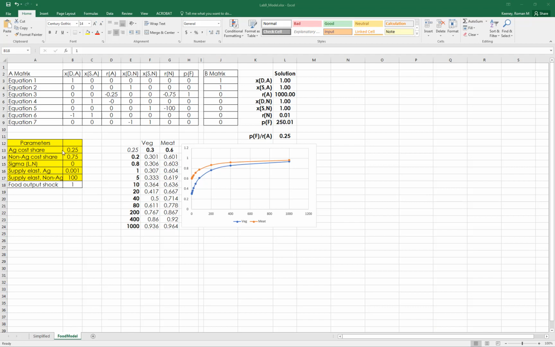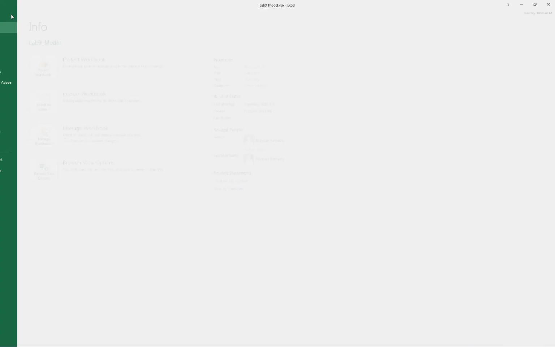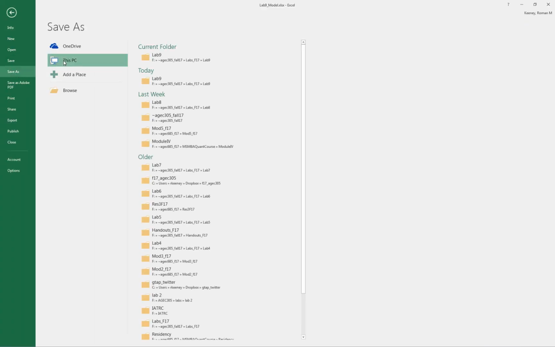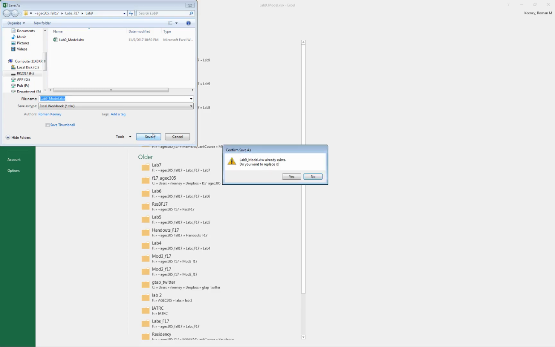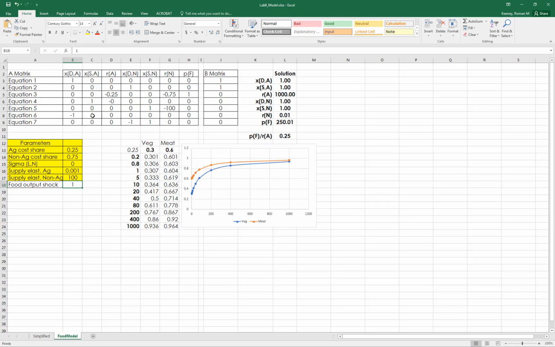Okay, so I've switched over to my spreadsheet, and this is the spreadsheet I'll give you. It'll have last week's model in it, as well as the tab for the food model. And here are the starting values that are going to be there when you open it.